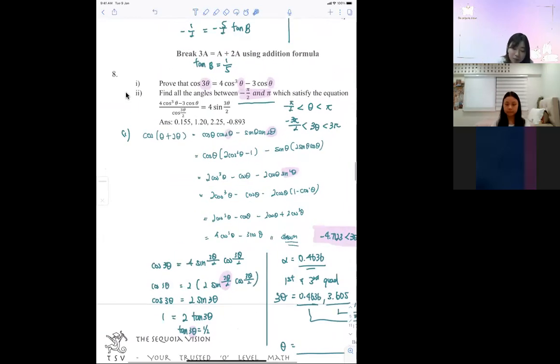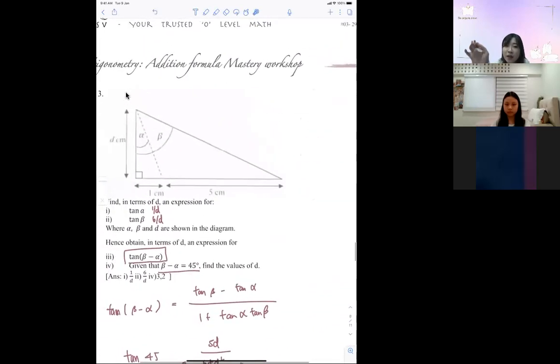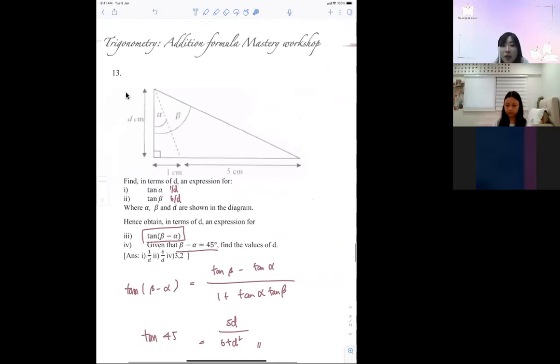The third kind is when they give you 3A, you must stick to A and 2A. So all these three types are very easy to spot. The last type is the triangle kind. Number 1, you must use the addition formula. Number 2, you must use the tangent addition formula. It must be tangent because only with tangent do you get 2 unknowns. With sine or cosine, you get 4 unknowns, which is too much. So these are the 4 types.